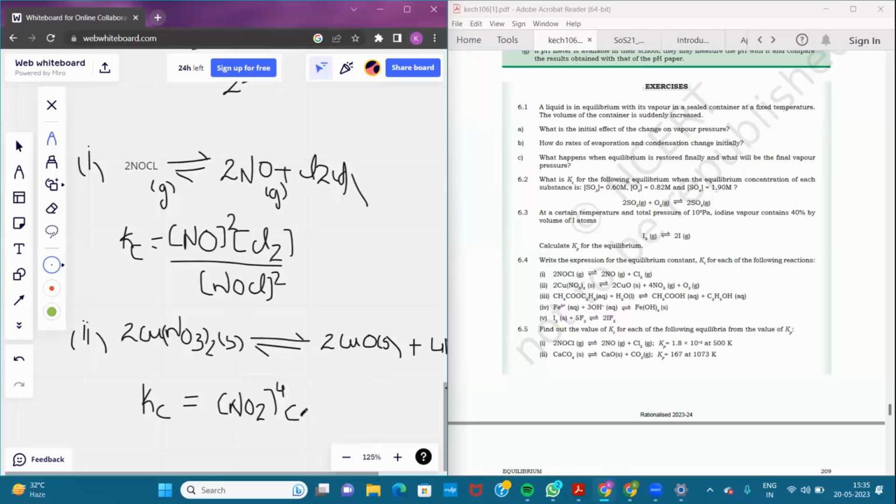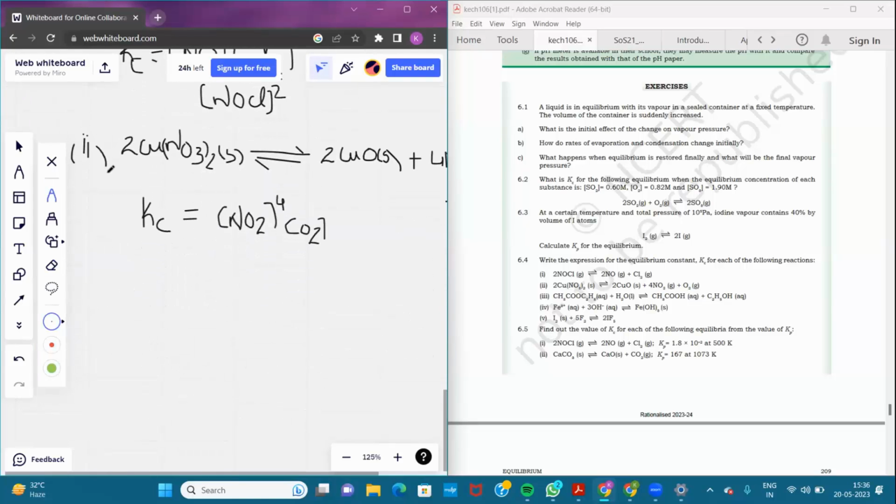And O2. No reactant will be present in the equilibrium constant expression, because the reactant is solid. Here O2 is, oh sorry, this is raised to 1. It's just 1. We'll next go to the third part.